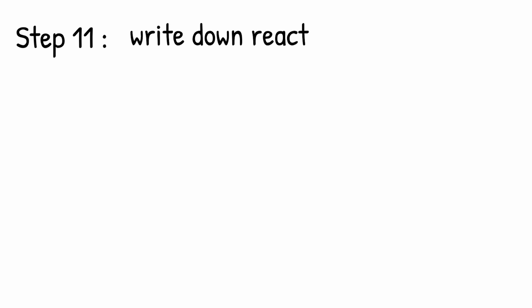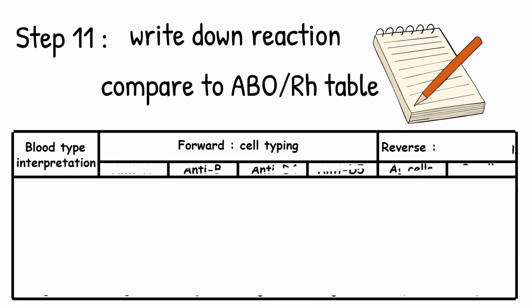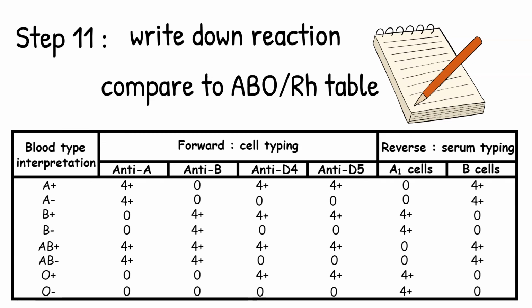Step 11. Write down the reactions. Once you write down the reaction results that you got, then you can compare the test results to the table here, and you get your blood type.